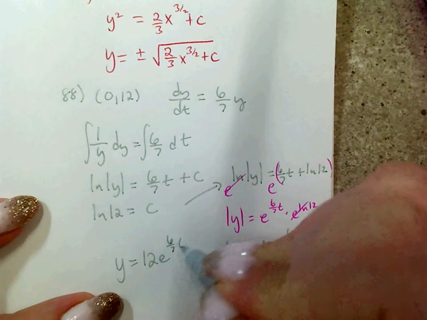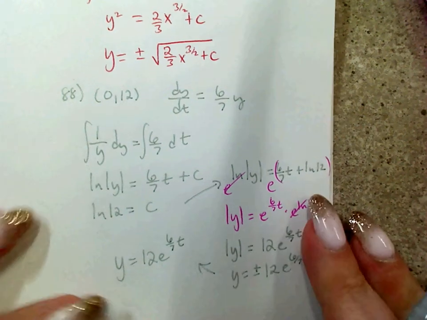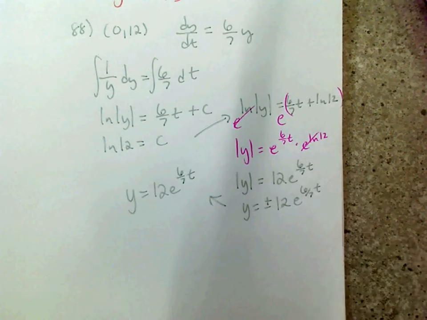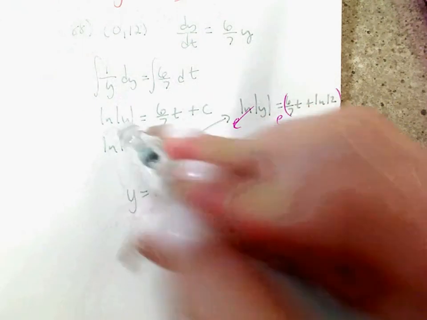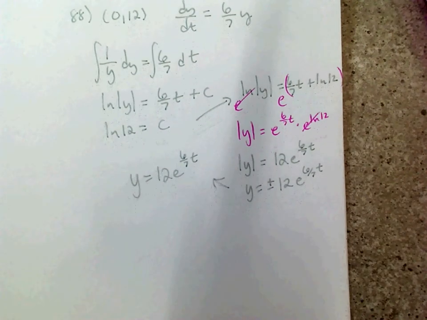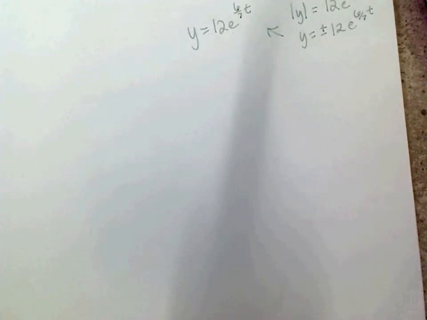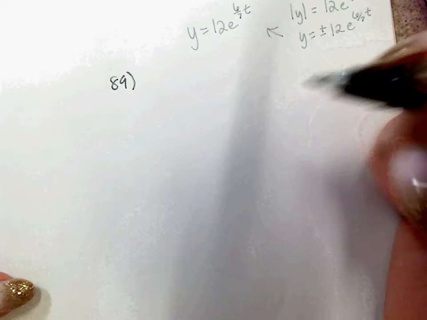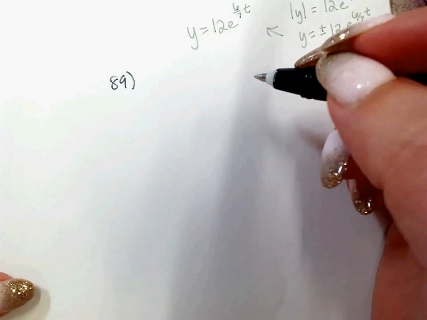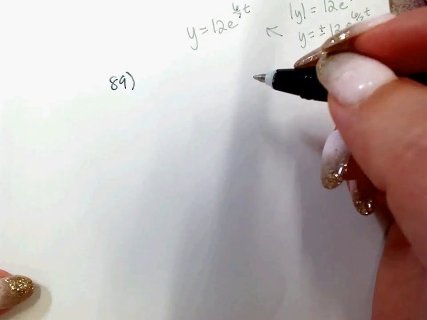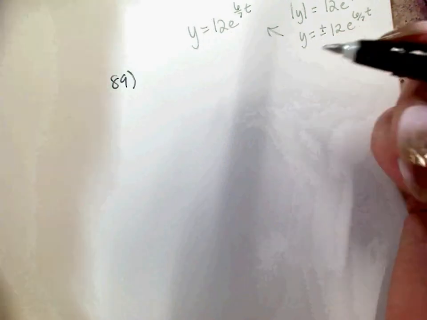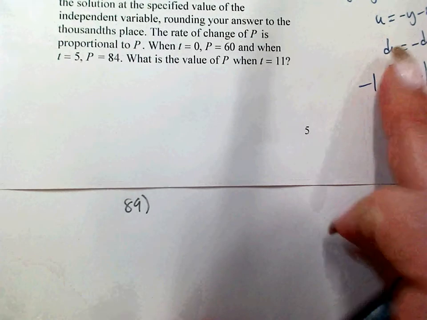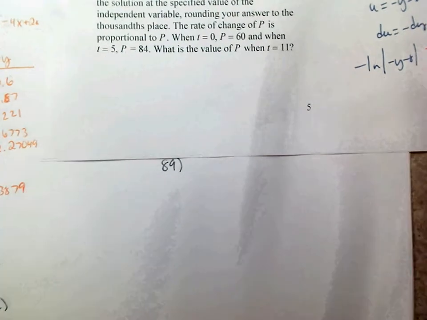Okay, 89. Number 89 says, write and solve a differential equation that models the following verbal statement. Evaluate the solution at specified values of the independent variable. Writing your answer. Let's fold that up.